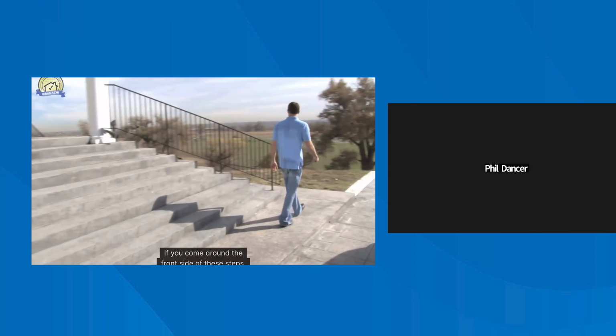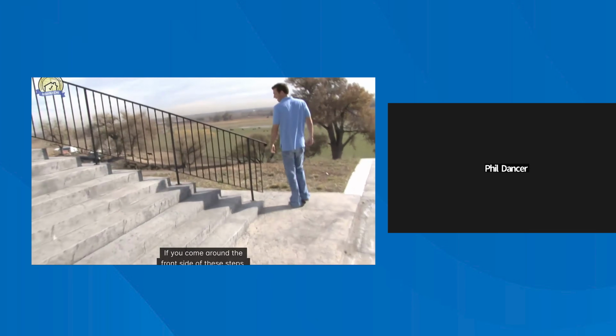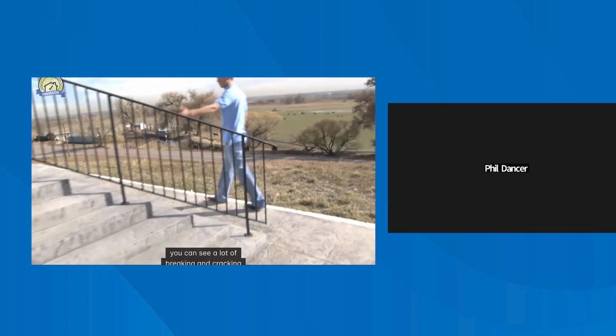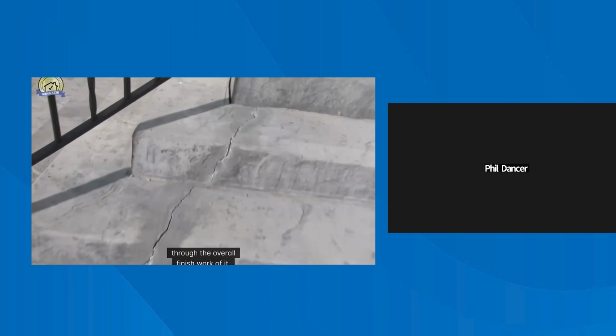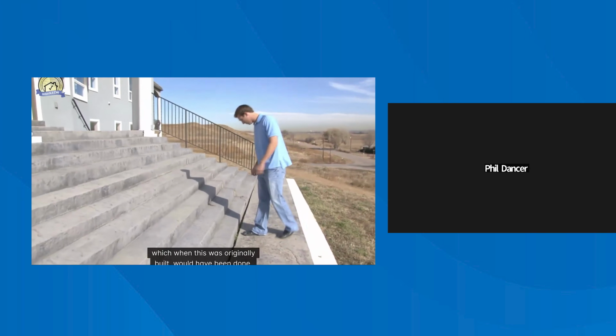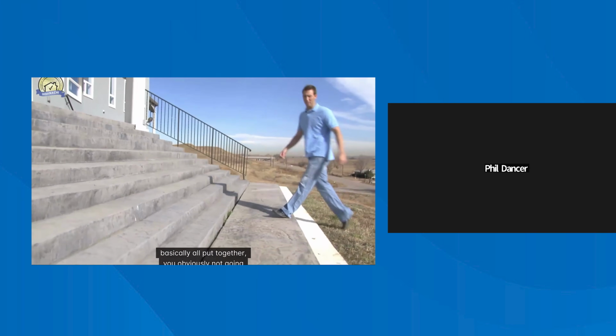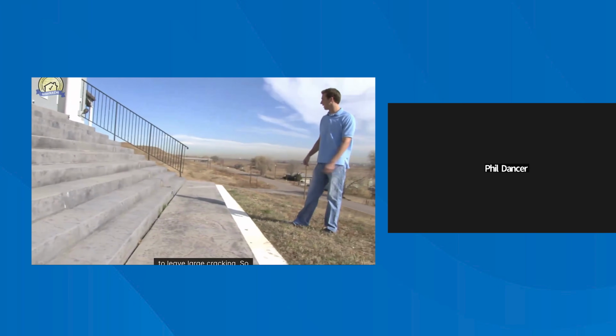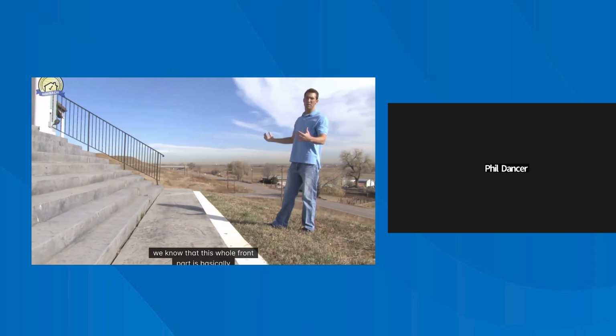If you come around the front side of these steps, you can see a lot of breaking and cracking through the overall finish work of it, and you can see quite a bit of separation, which when this was originally built would have been all put together. You're obviously not going to leave large cracking, so we know that this whole front part is basically working its way down the hill.